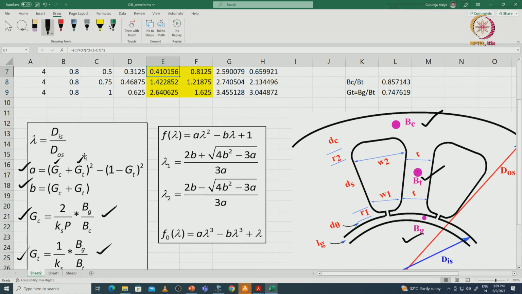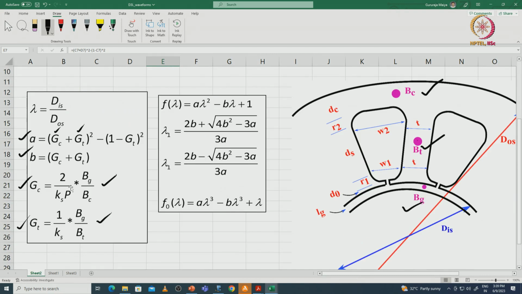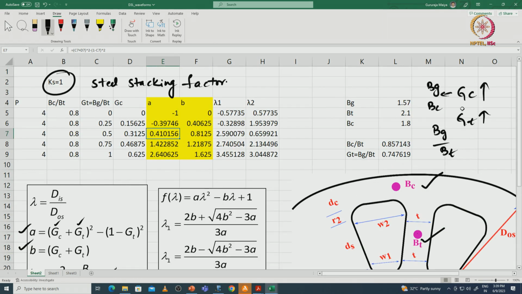Once you know the GC and GT, here what we are doing is we are varying the GC value and the GT value also we are varying. GC involves BG and BC, and GT involves BG and BT, right. So, by considering different values, how to select these values as per the standards or as per the studies, I will show that table also. Now, we are varying these values and A and B we can calculate here. Okay. These are the AB values.